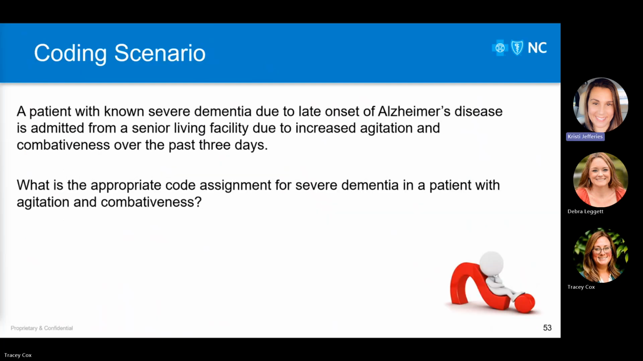Here's a coding scenario. A patient with known severe dementia due to late onset of Alzheimer's disease is admitted from a senior living facility due to increased agitation and combativeness over the past 3 days. What is the appropriate code assignment for severe dementia in a patient with agitation and combativeness? Please place your answer in the chat.